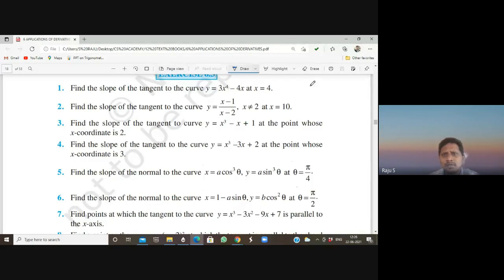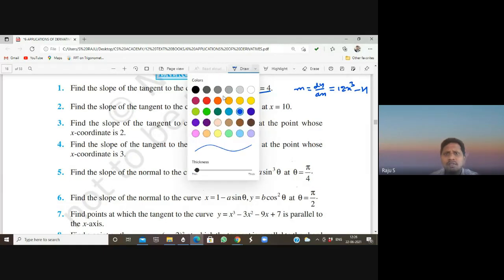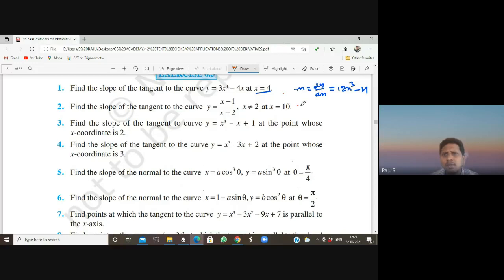Slope is nothing but, we know that m is equal to dy by dx. But particularly they given x is equal to 4. Find dy by dx. What is the dy by dx? It's simple. 3x power 4 is there. Shall I write 12x cube? 3x power 4 derivative is 12x cube. Minus 4x is minus 4. After finding dy by dx, that is m, the slope. Then substitute x is equal to 4. 12 into 4 cube minus 4. Simplify this. This is the answer for the first question.